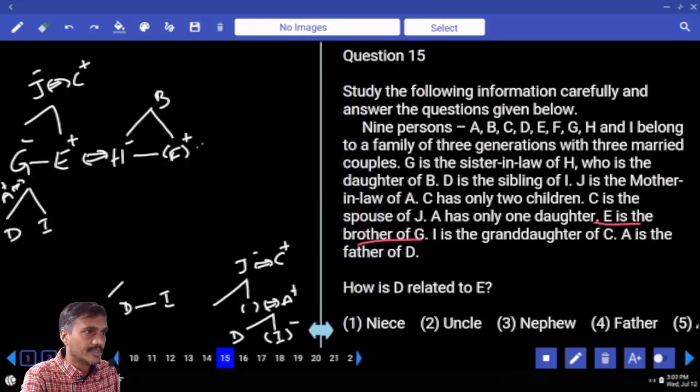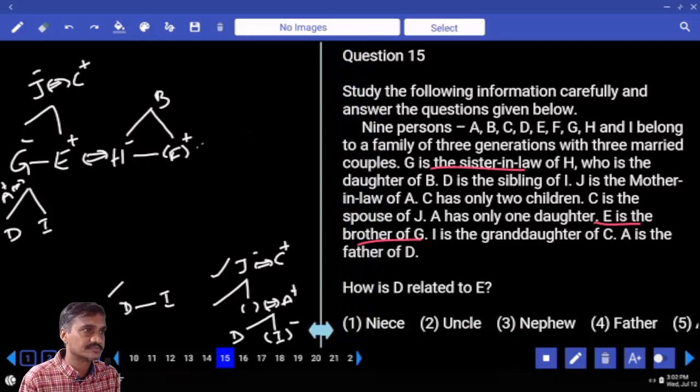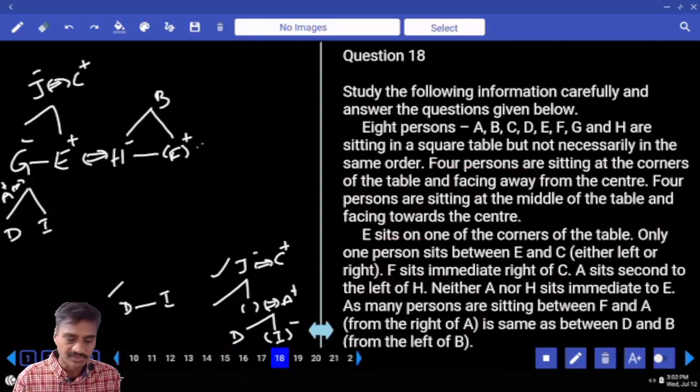Whenever you get a sister-in-law or brother-in-law, don't start with that. Write down this one, then try to adjust. Then 15 to 17. Then 18 onwards. Now 18 onwards, what is the information we have?